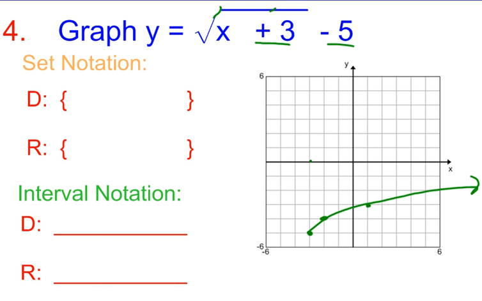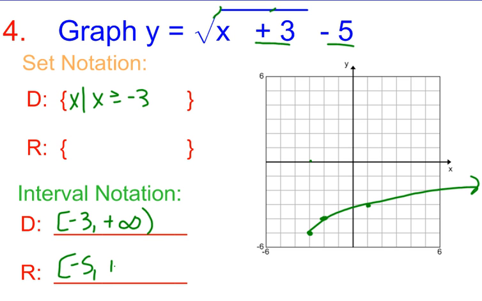And then when you did your interval notation, you would start at -3 and go to positive infinity. So values of x such that x is greater than or equal to -3. Your y value started at -5 and went to positive infinity. So values of y such that y is greater than or equal to -5. Again, I sometimes put this positive on here. That's not necessary. You don't need to put that on there. And so hopefully you did all right with those. If you didn't, you can go ahead and ask tomorrow.